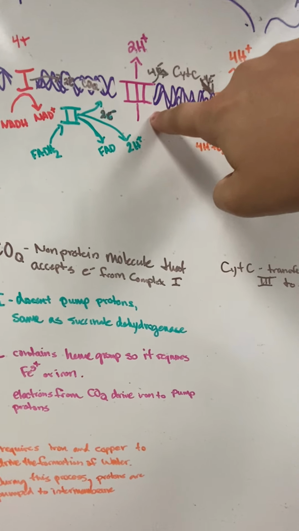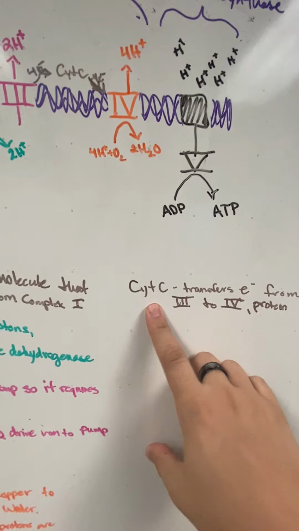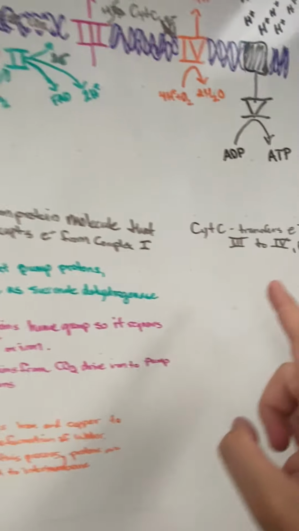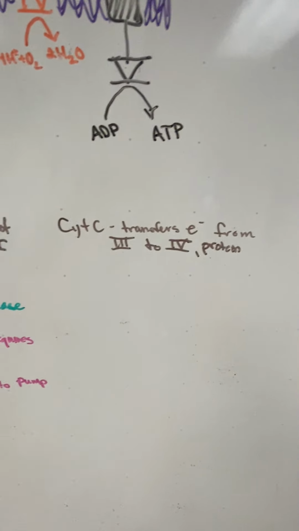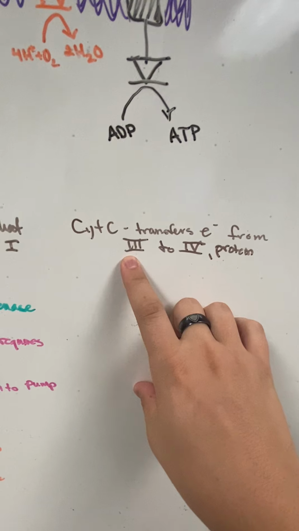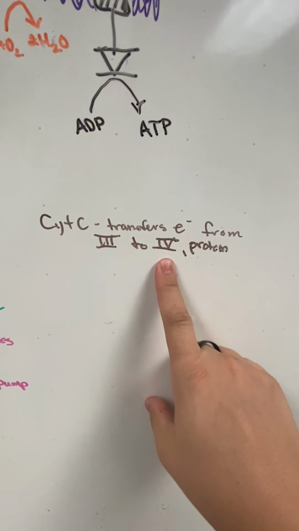And so from 3, we have 4 electrons that go to cytochrome C. And cytochrome C is a protein. So CoQ is not a protein; cytochrome C is a protein. And what it does is it transfers electrons from complex 3 to complex 4.